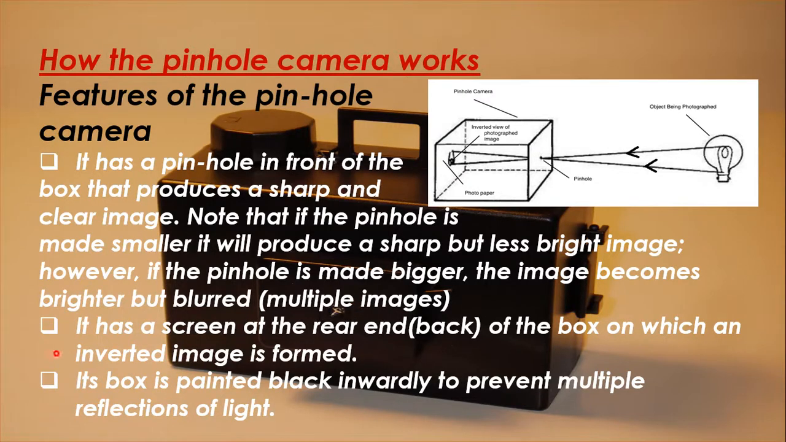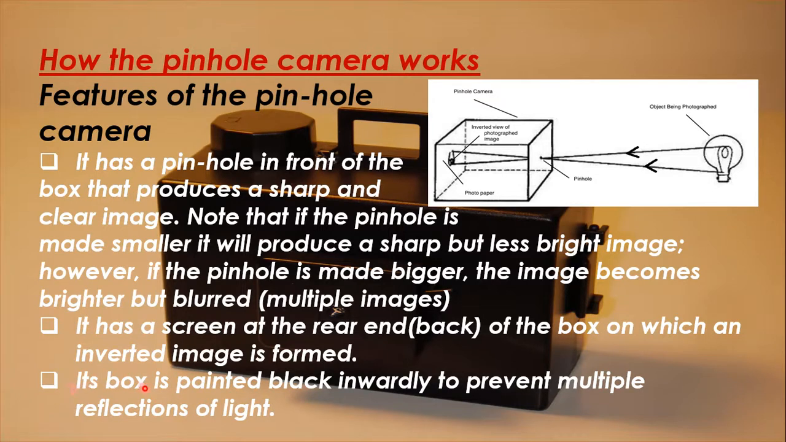Good. The second point to note is that it has a screen at the rear end. The meaning of rear end is the back of the box, on which an inverted image is formed. So behind it is the screen. As I explained earlier, the screen can be made of oiled paper or greased paper or parchment paper, what we call the baking paper for baking bread and cake. That paper can be oiled to serve as a screen.